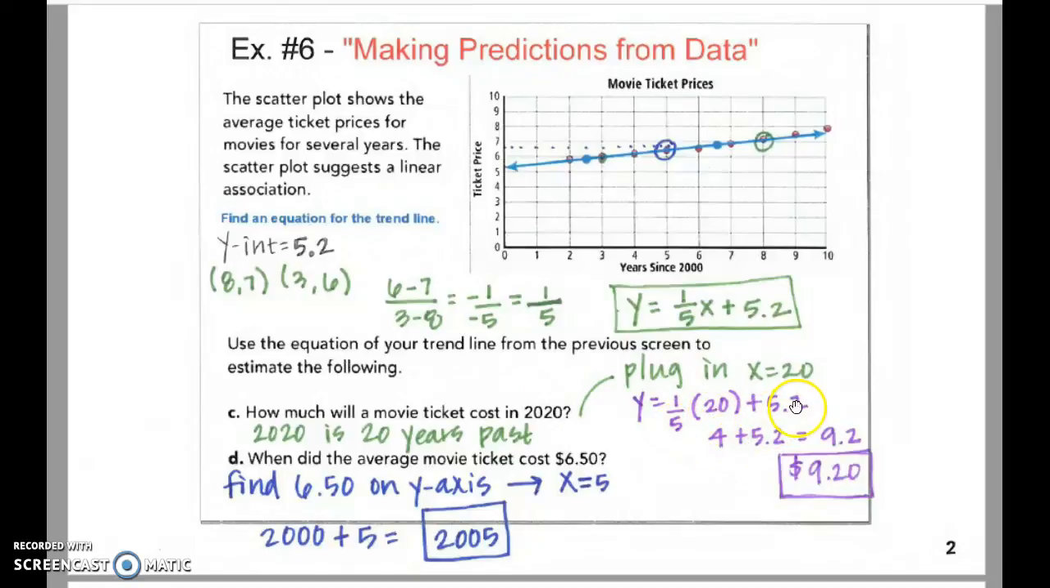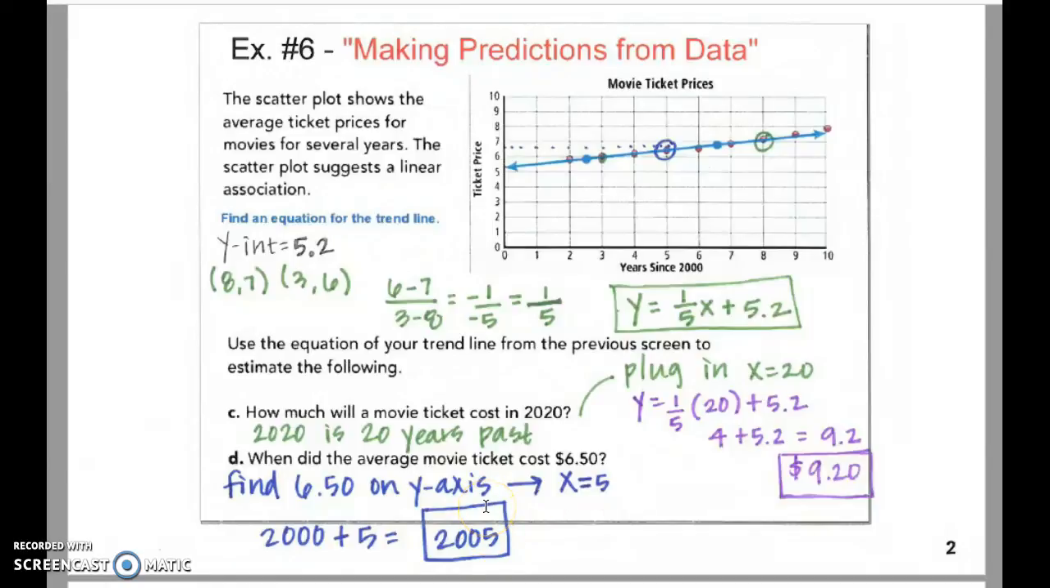1/5 of 20 is 4, plus 5.2 is 9.2. It's money, so you better put a 0 at the end and the dollar sign at the beginning. So how much will a movie ticket cost in 2020? About $9.20. Yours may be slightly lower or higher if you were to do this on your own.